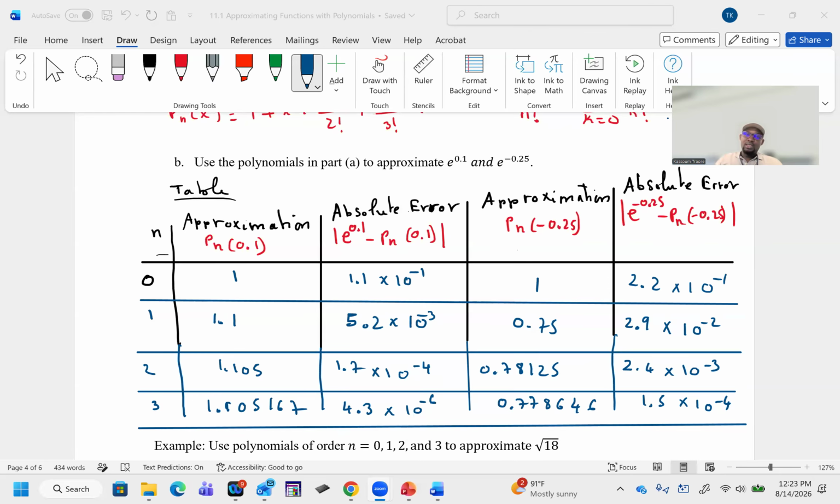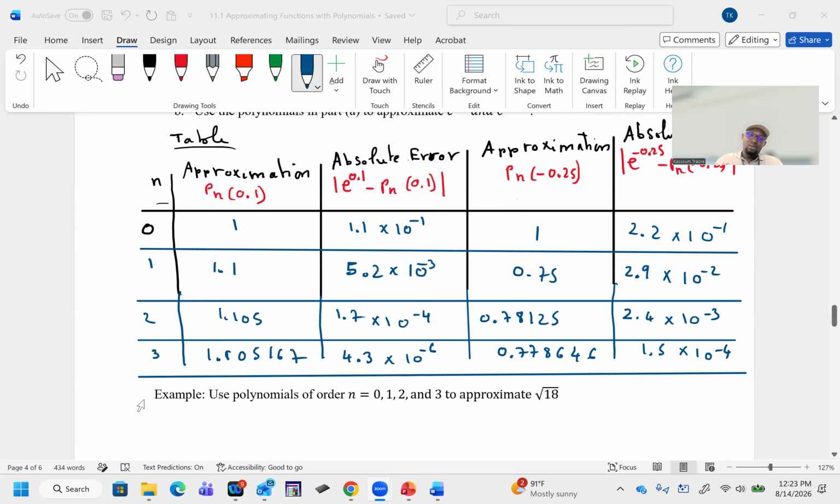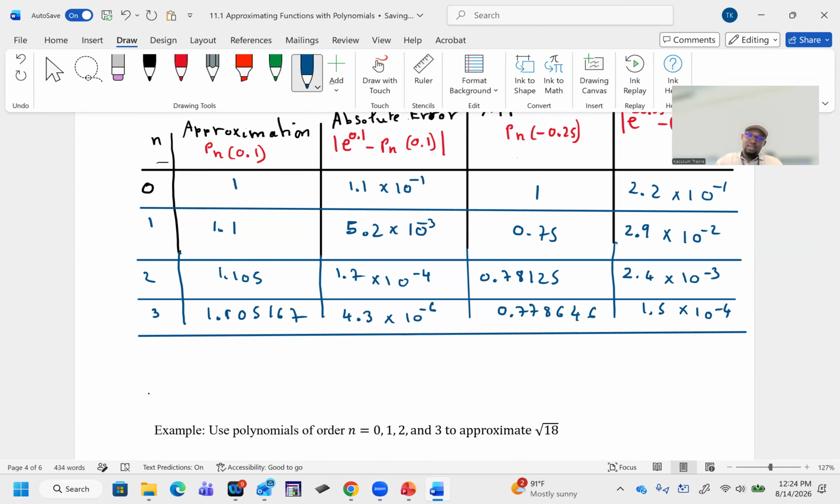So again, that's it. And you can compare these values with e to the power of 0.1, that's approximately 1.105. And if you check e to the power of negative 0.25, that is approximately 0.78. Okay, so that's for this.